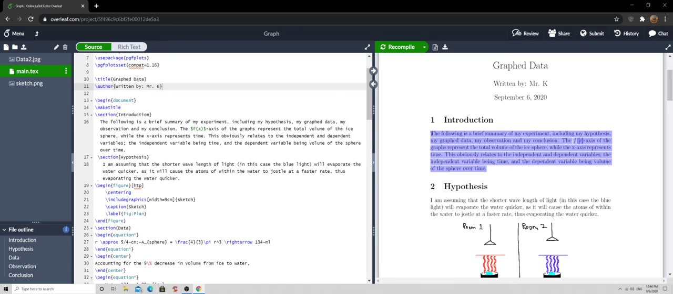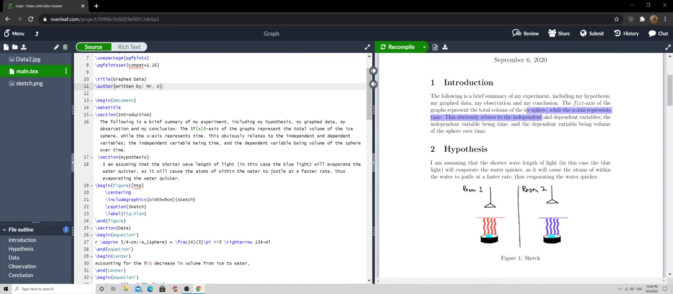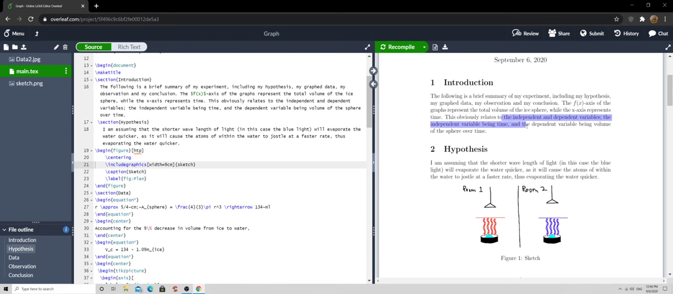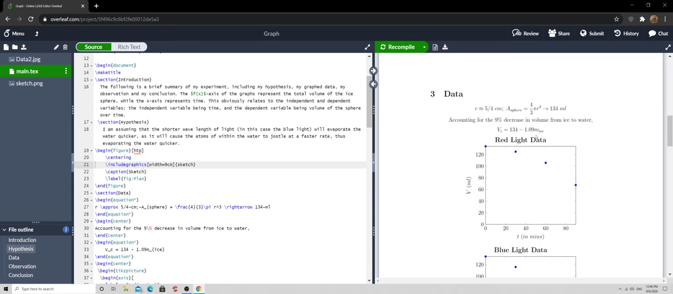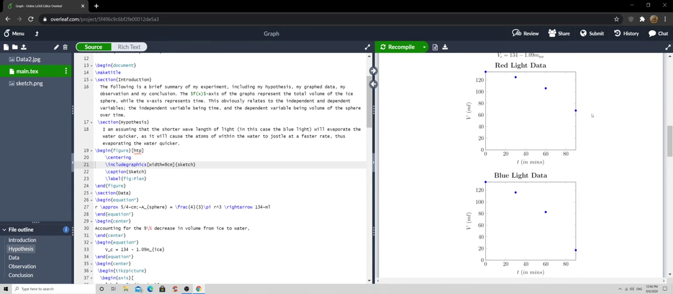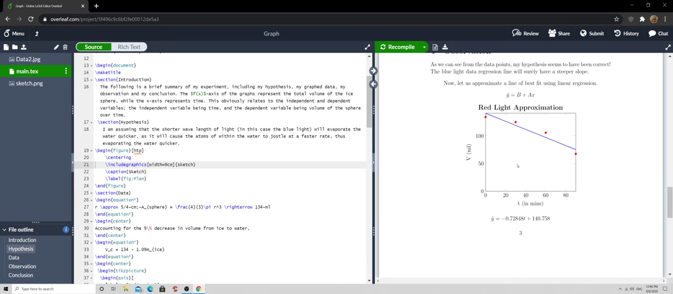Okay, introduction. The following is a brief summary of my experiment, including my hypothesis, my graph data, my observation, my conclusion. So this is an experiment that I conducted, and obviously I kind of was a bit extra here, simply because you didn't have to code out your own document, but I wanted to do this just because it seems kind of cool. Right, here I just graphed my data, then I found approximate a line of regression, and here is my line of regression.